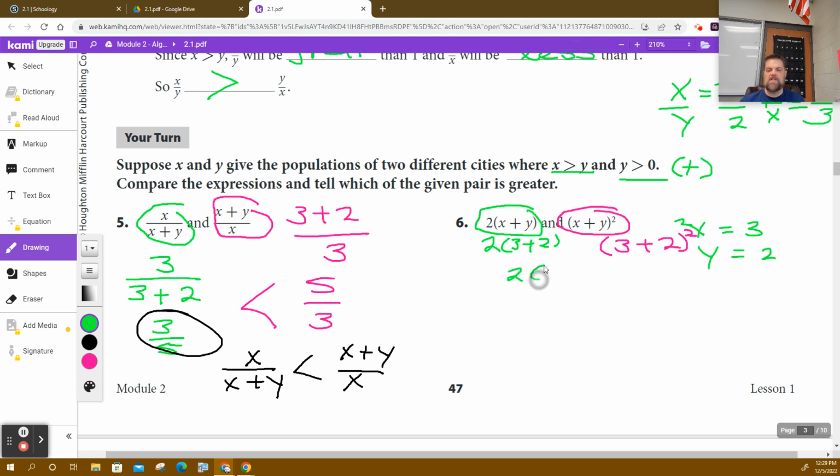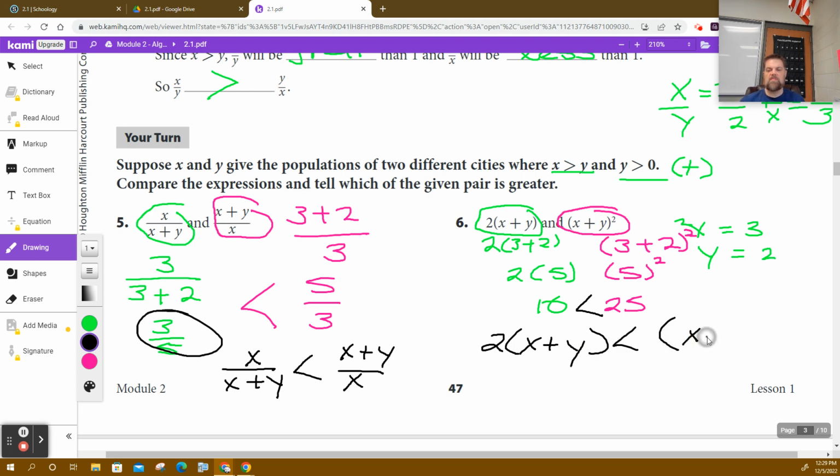So this is the same as 2 times 5. 2 times 5 is 10. This one over here is really 5 squared because 3 plus 2 is 5. 5 squared is 25. So then 10 is less than 25, or you could say 2 times the quantity X plus Y is less than X plus Y squared. That one was pretty easy.